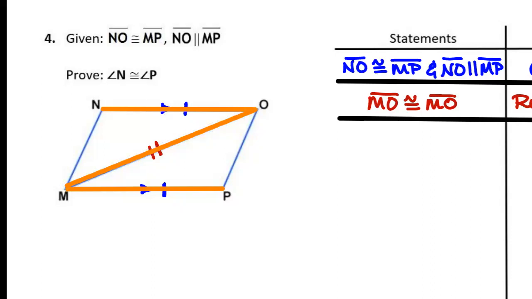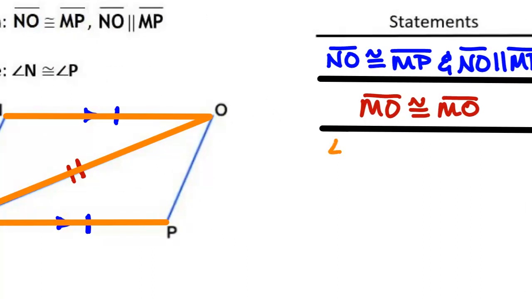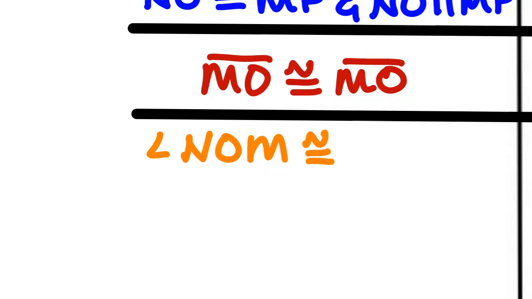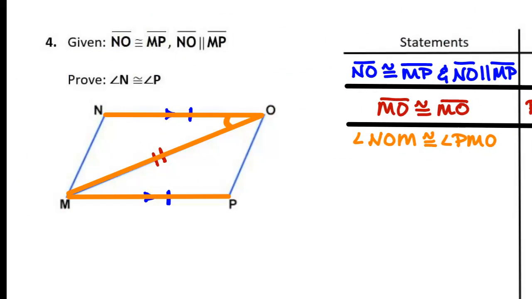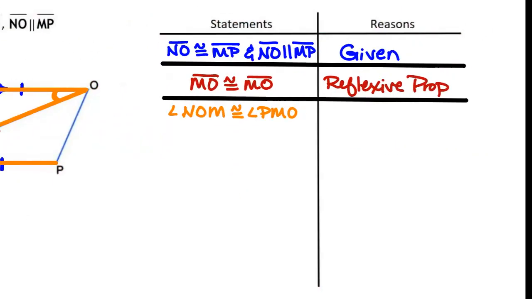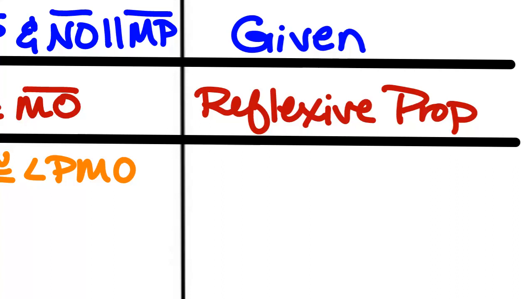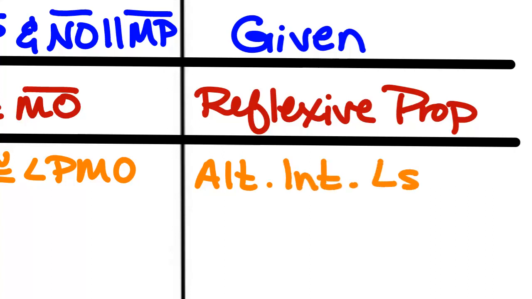What kind of angles do I find when I do this Z shape? Alternate interior angles. Angle NOM, this one right up here, is congruent to angle what? PMO. This one right here, connect orange to orange. My reason? Yep. Alternate interior angles theorem.